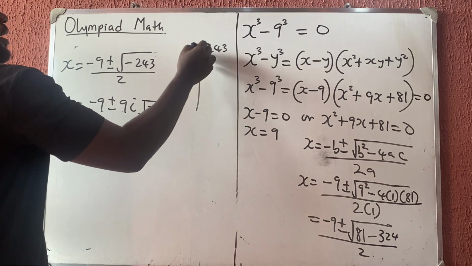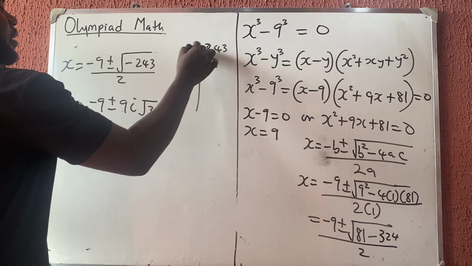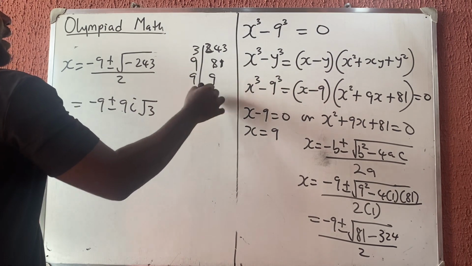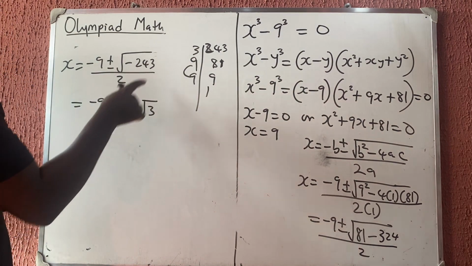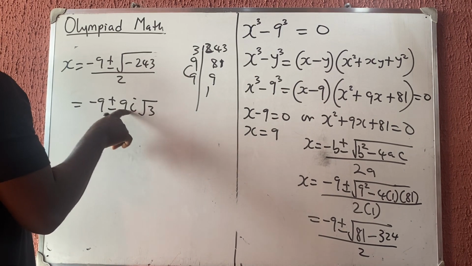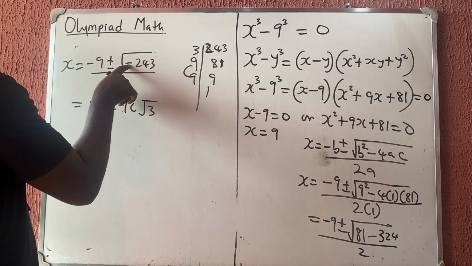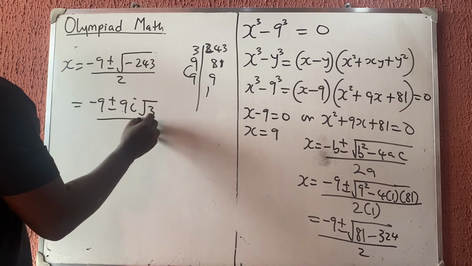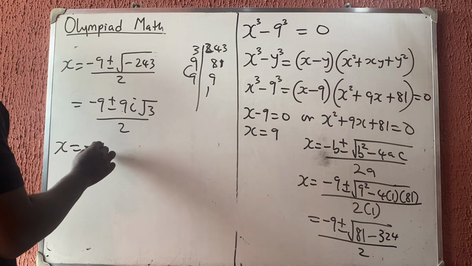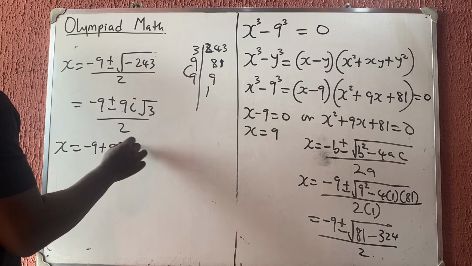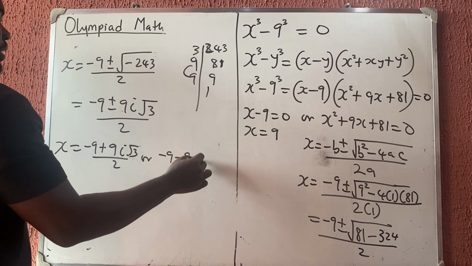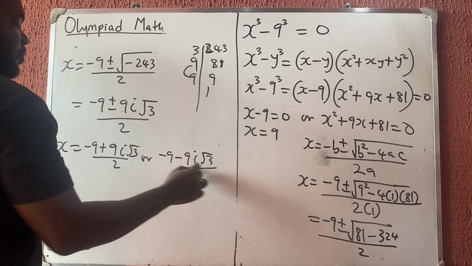243: 3 divides, I'm having 81. 9 divides, I have 9. 9 divides, I have 1. So this is double, the 9 will be outside, while the 3 that is single will be inside. The i is because of the square root of a negative. Square root of a negative number is i, so divided by 2. So the answer is now x is equal to minus 9 plus 9i root 3 over 2, or minus 9 minus 9i root 3 over 2.